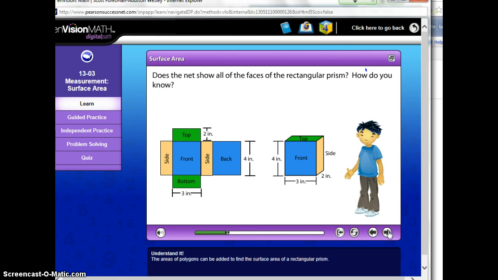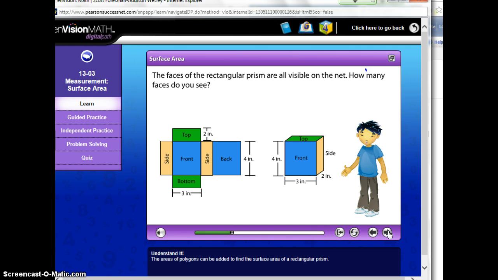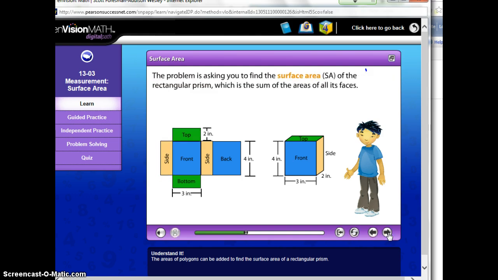Now, does our net show all the faces of the rectangular prism? No. Yeah, it does. Oh, the net. The net does. This picture doesn't. It only shows half of them. The faces of the rectangular prism are all visible from this net. We see 6 faces. All of them are rectangles, but they're all different. Now that we know the number of faces, we want to find the area of the blue, the area of the tan, and the area of the green.